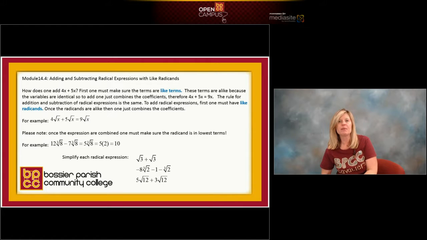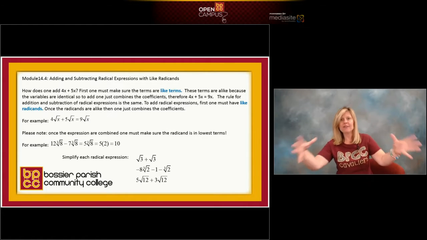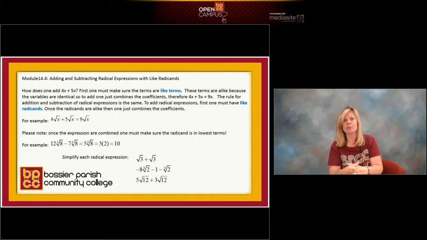Now, one thing you have to be careful of is because we're dealing with radical signs, whatever's underneath that radical has to be in lowest terms. It has to be reduced. Just like when we're adding and subtracting fractions. After we added our fractions or subtracted them, then we had to make sure our final fraction was reduced, simplified. So that's the hard part of this module.